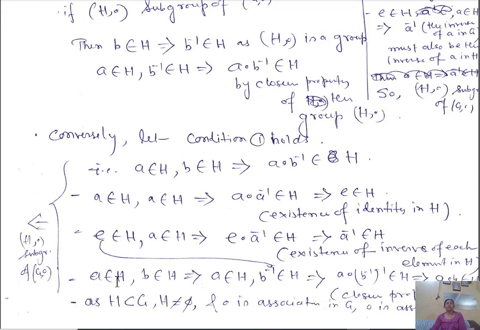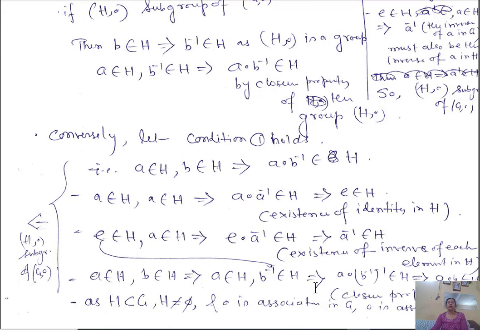So you can show the closure property. A belongs to H, B belongs to H. Already I have shown here that for every element A, its inverse belongs to H. So for B, its inverse also belongs to H. Now you apply this relation. A belongs to H, B inverse belongs to H implies A composition B inverse whole inverse belongs to H. So this gives me A composition B belongs to H, the closure property.